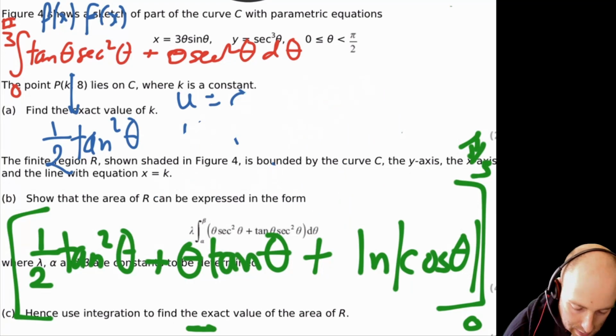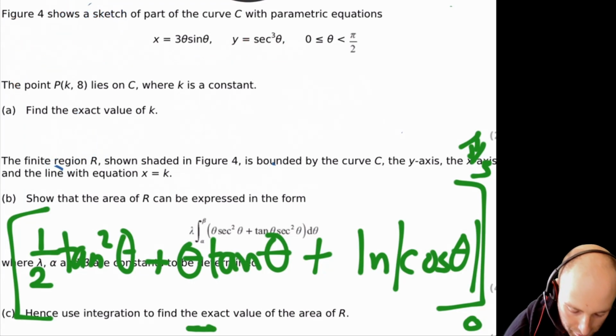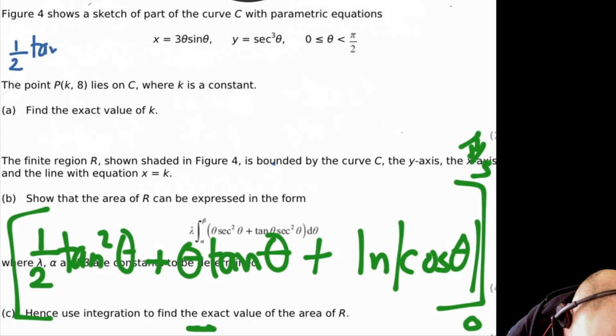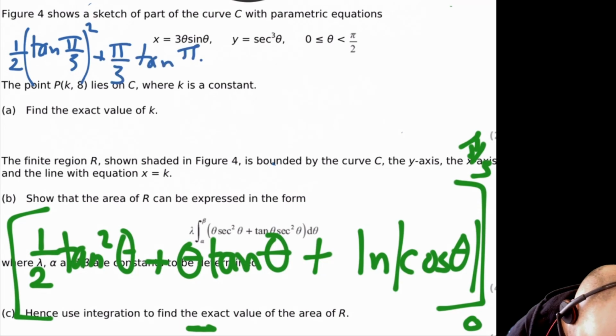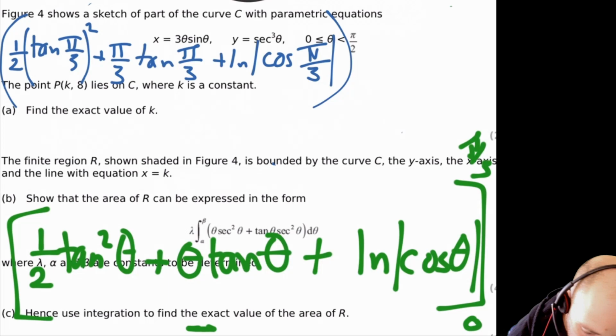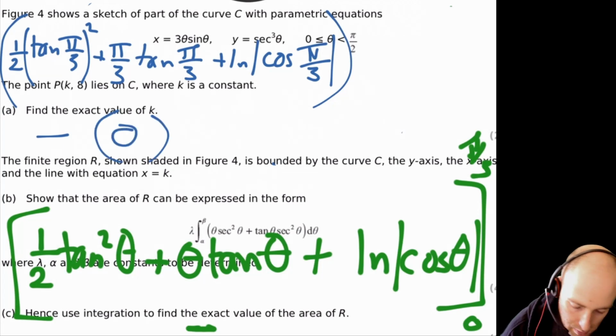You get the exact value for the area. So we're going to get half tan pi by 3 squared plus pi by 3 tan pi by 3 plus ln cos pi by 3, take away. Now tan of 0 is 0, cos of 0 is 1, and ln of 1 is 0. So the whole second bracket becomes 0.